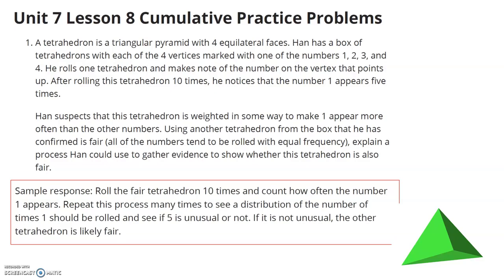So that's really what it is, right? And it tells you here basically that. It tells you to repeat the process and to see how many times 1 should be rolled and see if 5 is unusual or not. So like I said, you want to compare what you get with whatever they say they have. In this case, it says the number 1 appears 5 times. So if it does, then you can just say that it's fair.